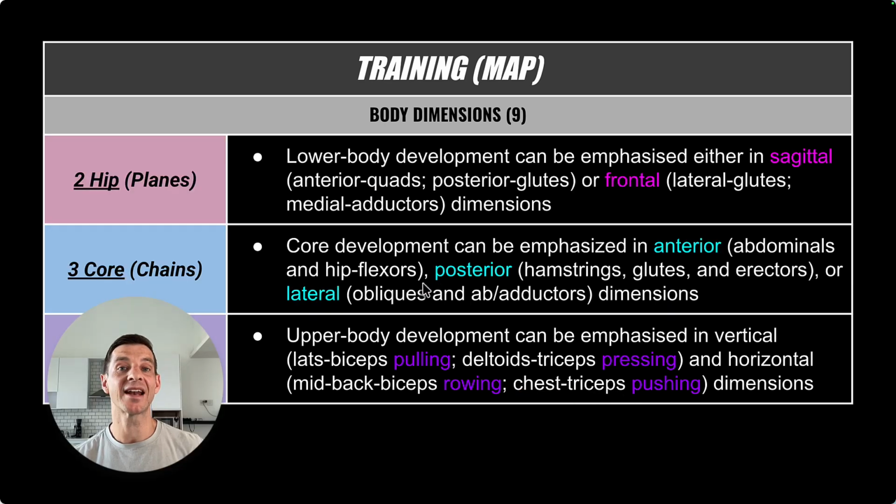So in summary, and at the very least, we have 2 hip planes, 3 core chains, and 2 pull and 2 press vectors that we need to consider if we want to express the body's full potential.